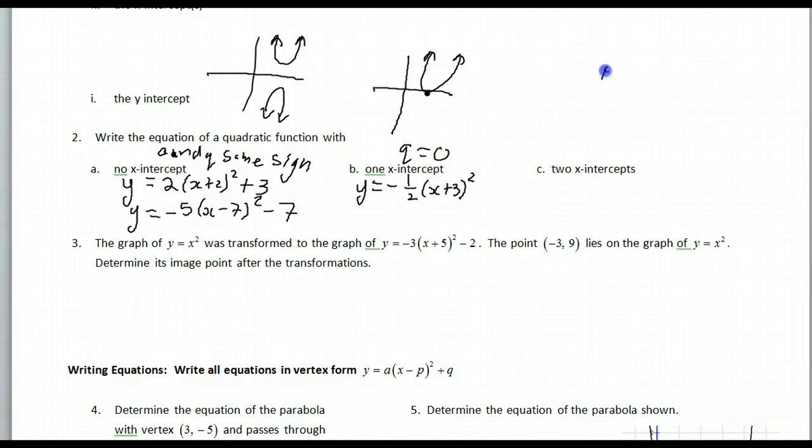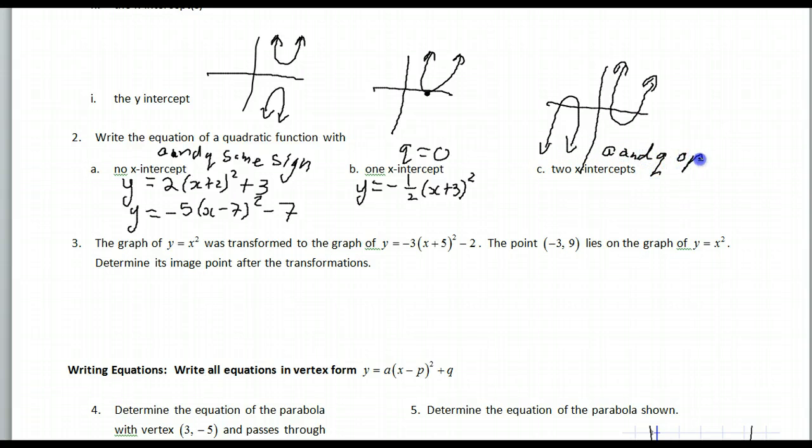Two x-intercepts: you open up and are below the x-axis, or it opens down and is above the x-axis. So a and q have opposite signs.